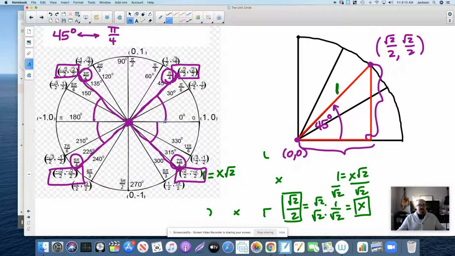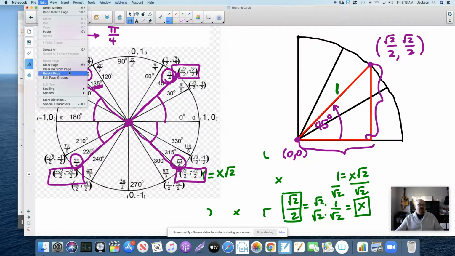When we talk about reference angles, 45 degrees above 0 is 45 degrees. 45 degrees before 180 would be 180 minus 45, that's 135. 45 degrees beyond 180, we would add 45 to 180 and get 225. And then the same thing here. We're 45 degrees short of making a full rotation when we get to 315.